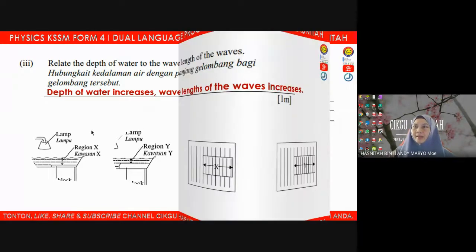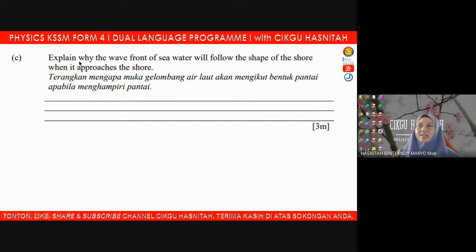Then the next question. This one is a bit of a long explanation, 3 marks. You are asked to explain why the wavefront in seawater follows the shape of the shore when it is approaching the shore. What causes the changes in the shape of the water propagating from the ocean towards the shore? Any idea? 3 marks. How to score 3 marks here? Try to write your answer. I will see how many marks you can get.